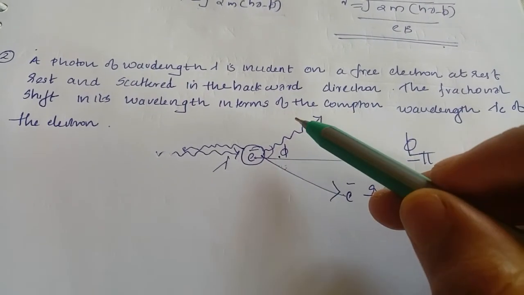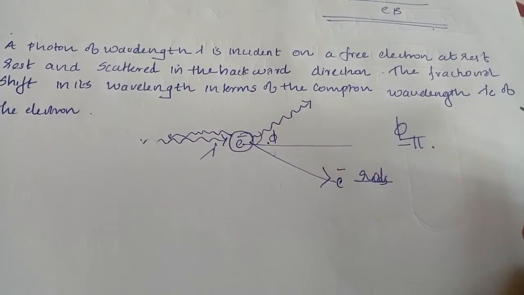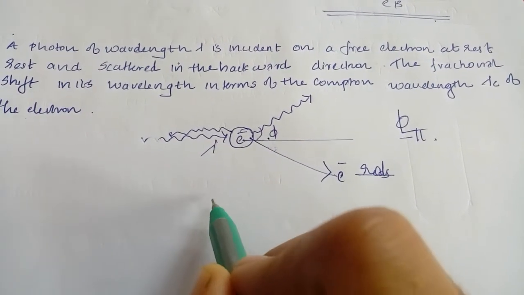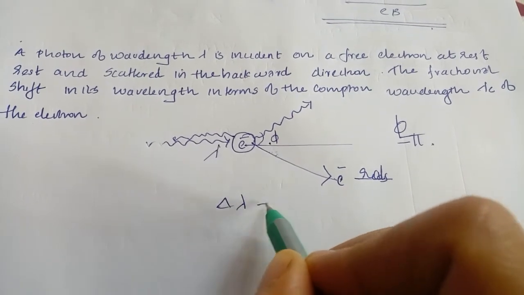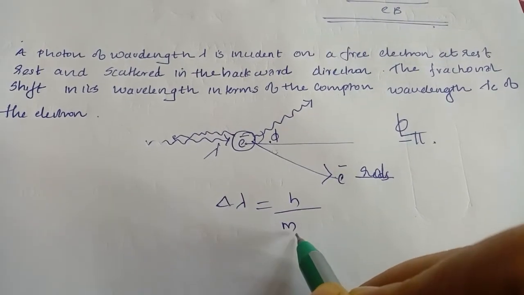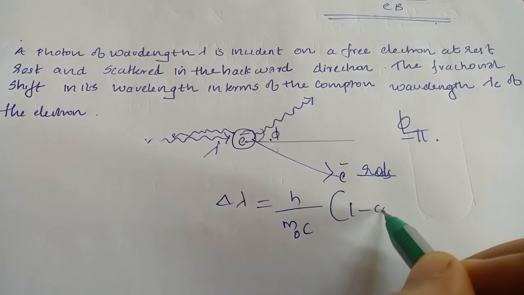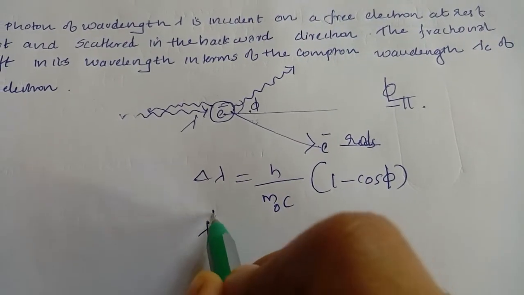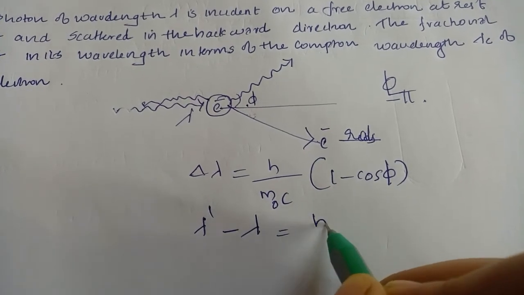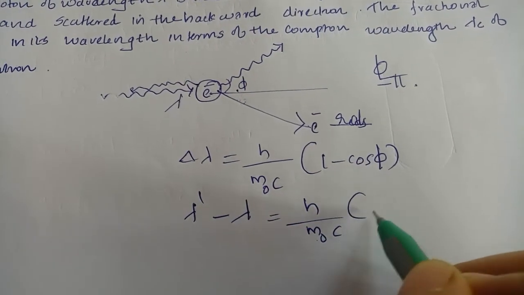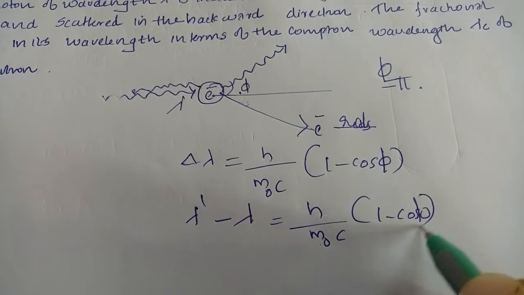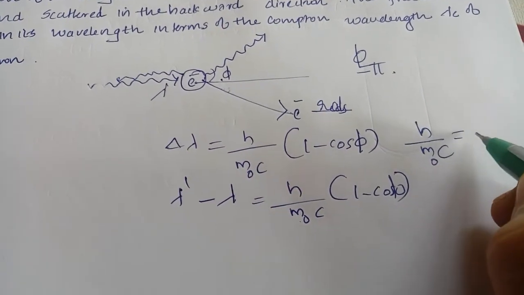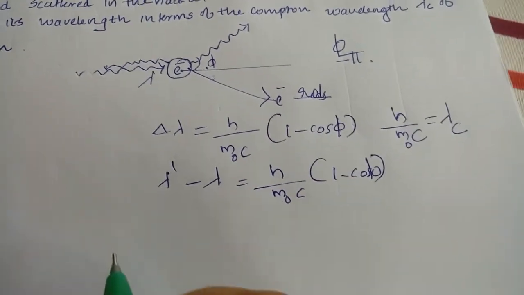The fractional shift in its wavelength in terms of the Compton wavelength lambda c of the electron means, you know the Compton effect equation, that is delta lambda is equal to h by m0 c into 1 minus cos phi, that is lambda dash minus lambda is equal to h by m0 c into 1 minus cos phi. The h by m0 c is known as the Compton wavelength lambda c.